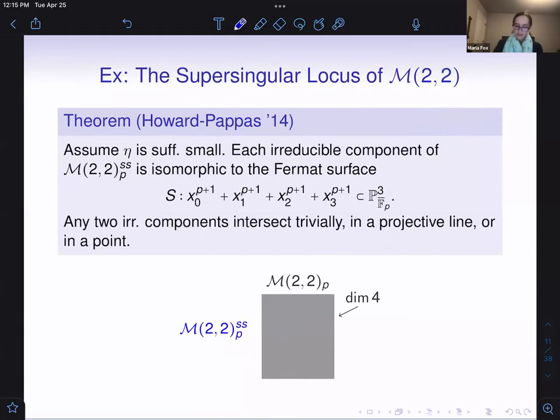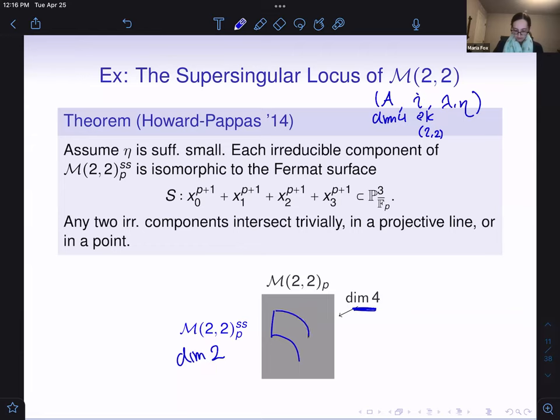Here's our second example. Now we've increased the dimension of our abelian varieties to dimension 4. Our action of the quadratic imaginary field K meets the signature 2-2 condition, polarization and level structure. Now our moduli space is four-dimensional, and inside it, our supersingular locus is two-dimensional. And it's fundamentally made up of Fermat surfaces. This is a result of Howard and Pappas.